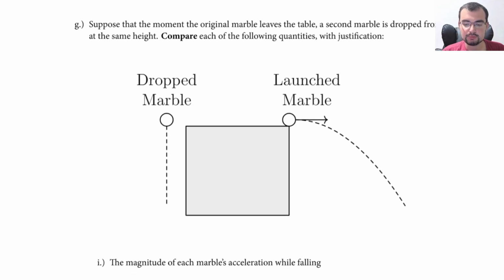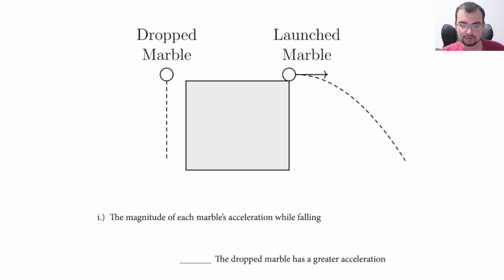All right, now we have a conceptual part. This is super important. This gets assessed all the time. So this is definitely a scenario to know. So suppose instead we do this sort of experiment where at the same time we launch a marble to the right and drop a marble straight down from the same height.